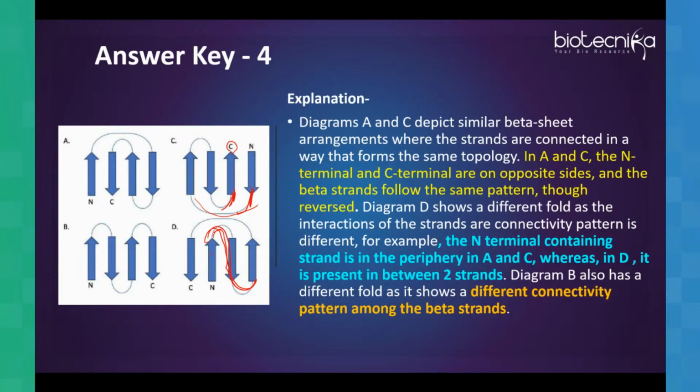It's a different fold because the connectivity pattern is different. For example, the N terminal containing the strand is in the periphery, and here it is in between two strands. Here N is outside, but there it is in between the strands. Obviously, when beta strands are next to each other there will be interaction, and that is a very important criterion for a fold to form: the strands interact with each other. So even if it looks the same, it is not the same, because the positioning of the beta strand is different. Fine. And diagram B also has a different fold, as it shows a different connectivity altogether.